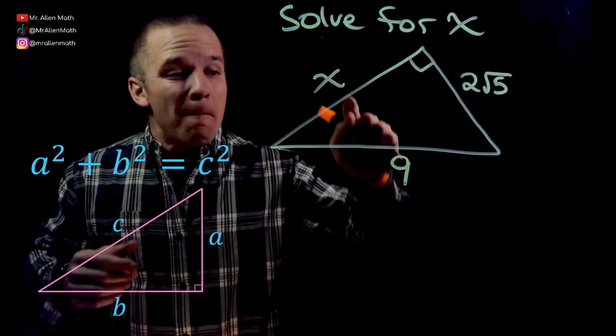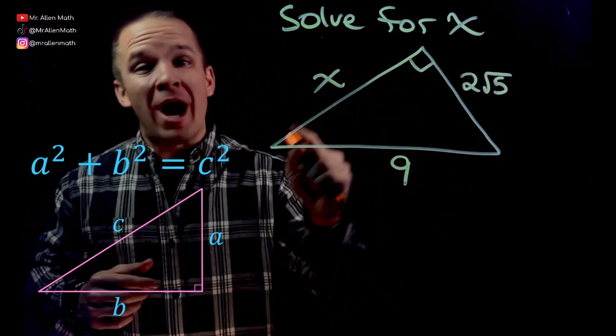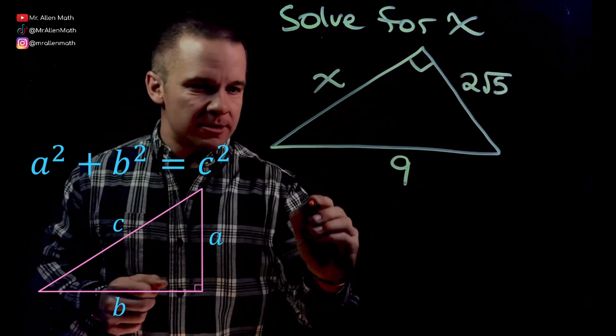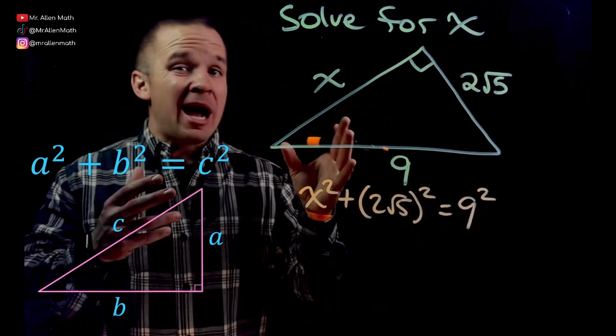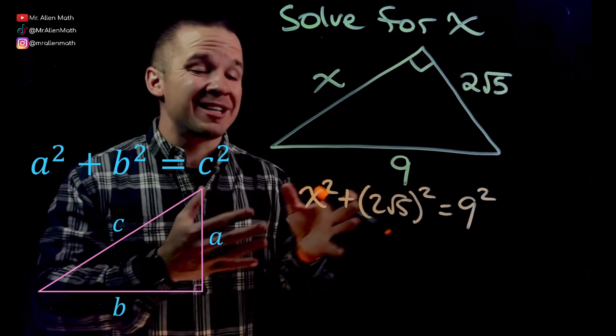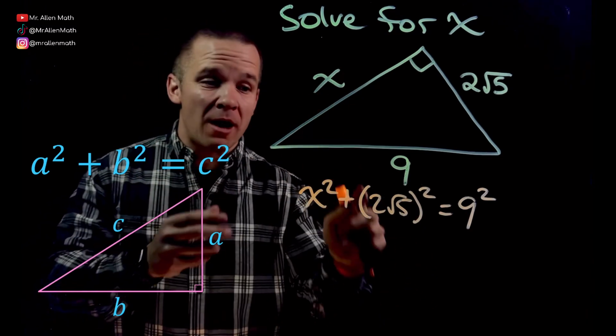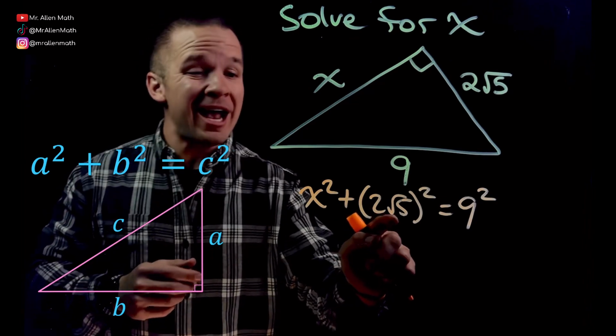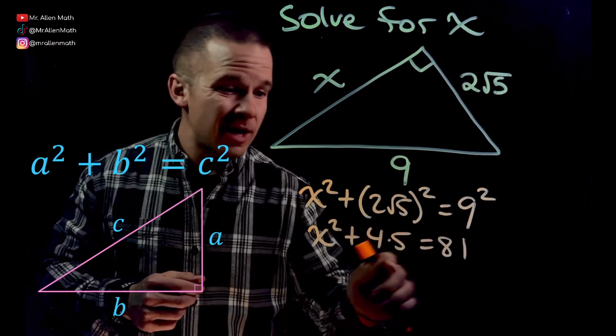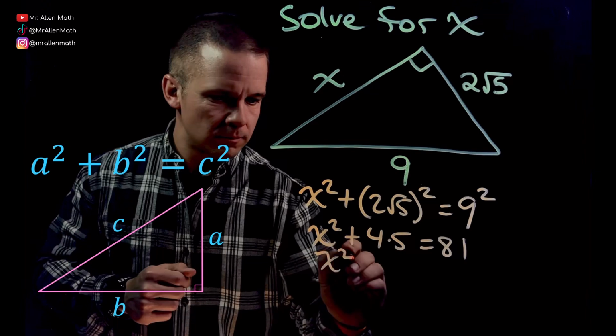So I've got my hypotenuse. I have a leg. I want one of my legs. I've got to set it up like this. My hypotenuse is always my c squared, which is on the right-hand side of that equals. And I also have to have this guy in parentheses squared because I'm going to need to square both the 2 and the root 5. 4 times 5 is going to be 20.